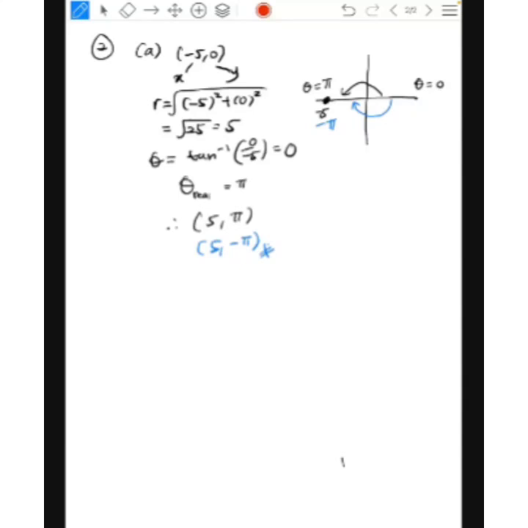Okay, so you may do B and C using the same technique. So make sure you check back the angle.